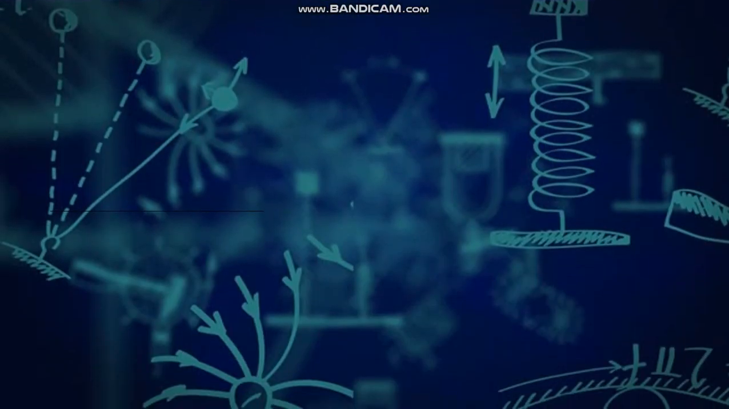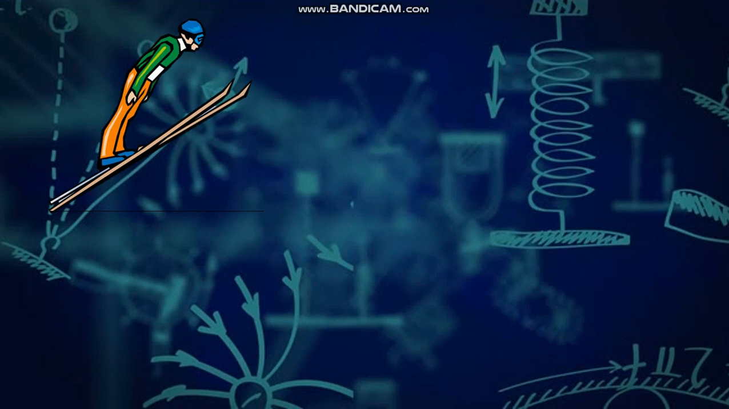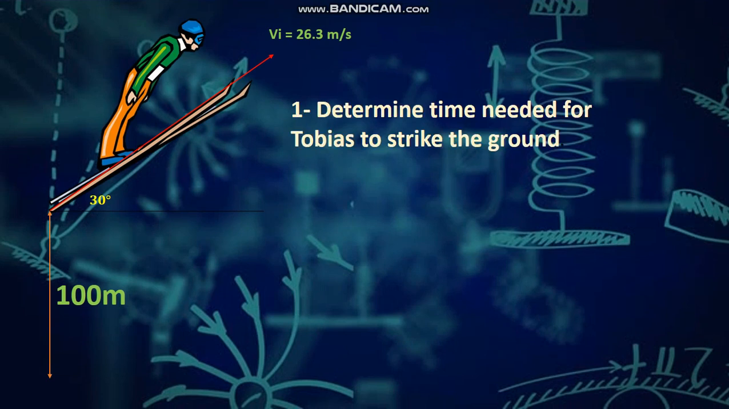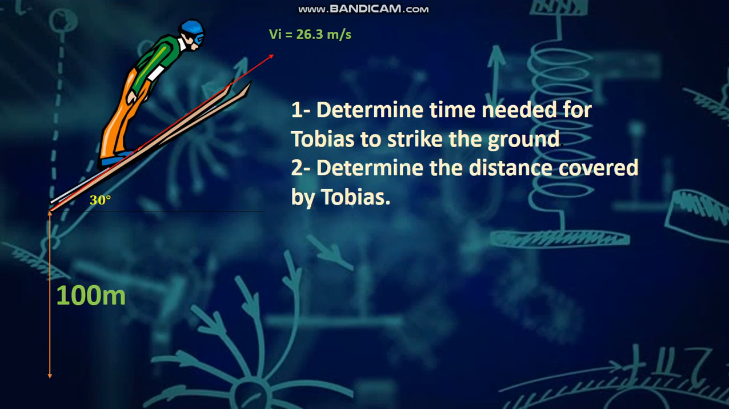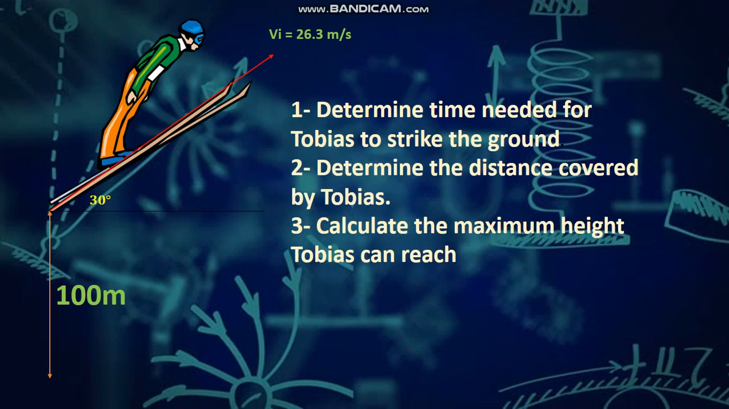To set things clearly, let's have this event. Tobias was skating and headed up into a jump. He was at 100-meter height and jumped with initial velocity 26.3 meters per second, making a 30-degree angle with the horizontal. We are requested to: 1. Determine the time needed by Tobias to strike the ground. 2. Determine the distance covered by Tobias. 3. Calculate the maximum height reached by Tobias. So let's grab the board and solve these questions.